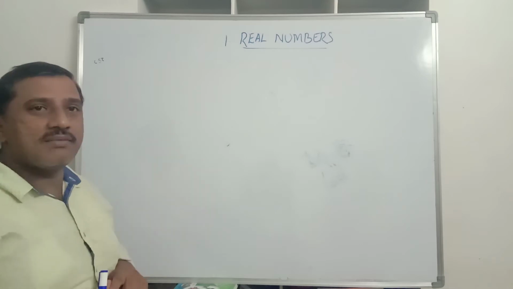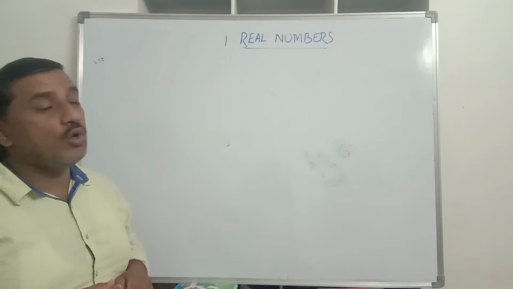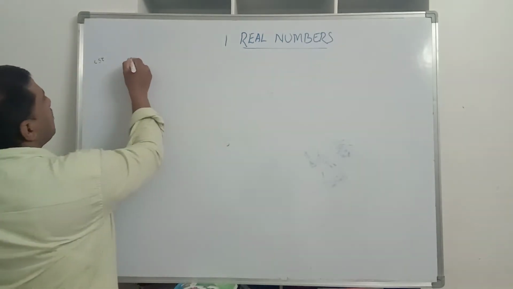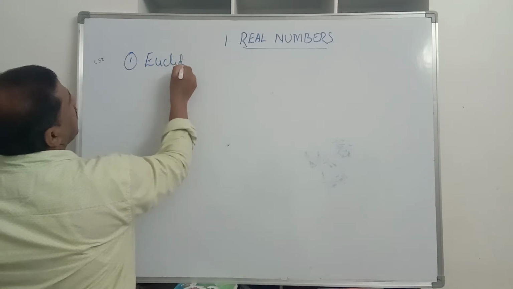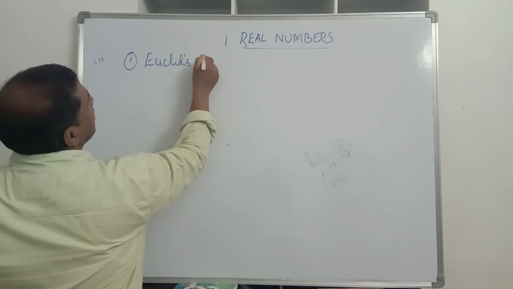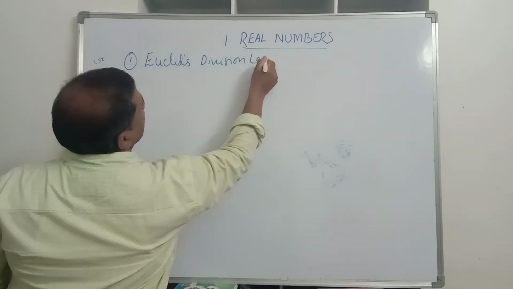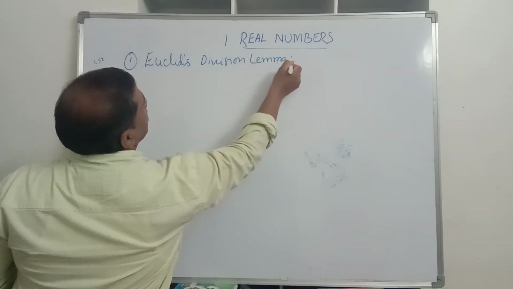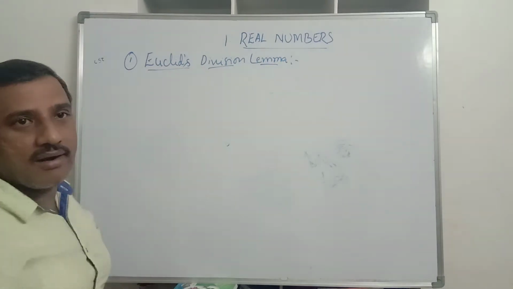One among them is Euclid's division lemma. The first one is Euclid's division lemma, or it is an algorithm. Euclid's division lemma or algorithm.